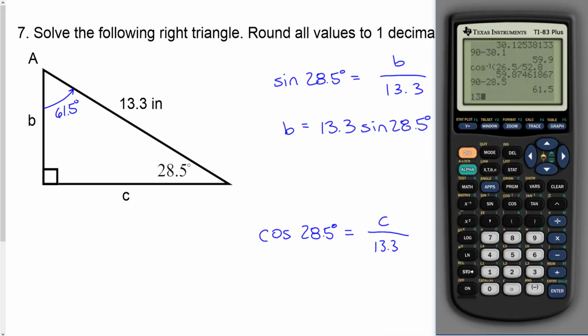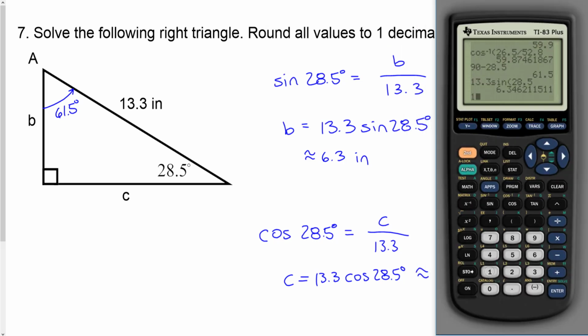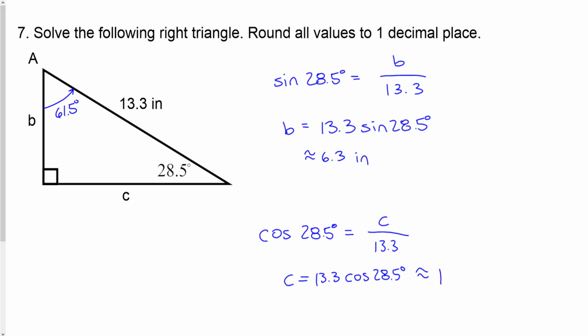So 13.3 sine 28.5. So 6.3. And this is in inches, so about 6.3 inches. And then C, 13.3 cosine 28.5 degrees, which will be approximately what? 11.7 inches. There we have it.